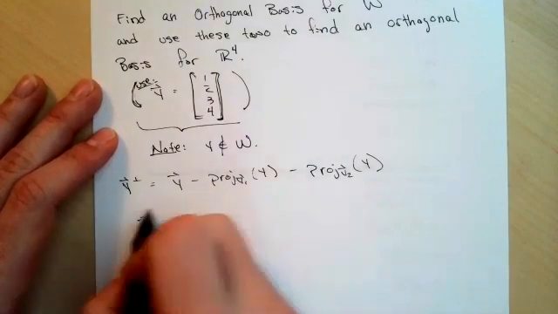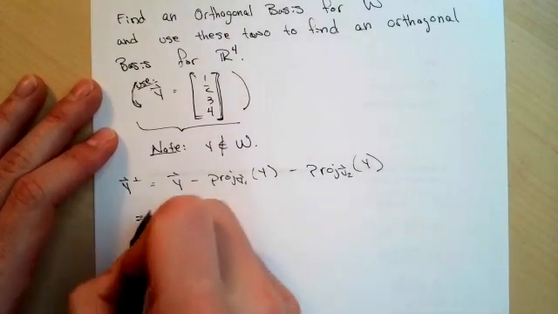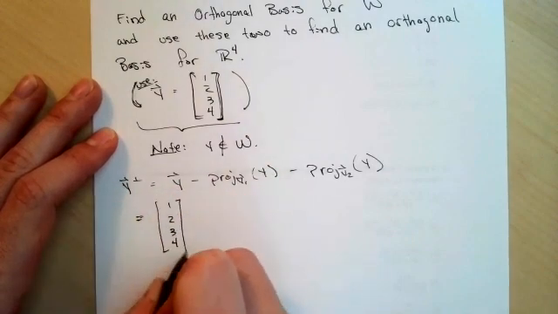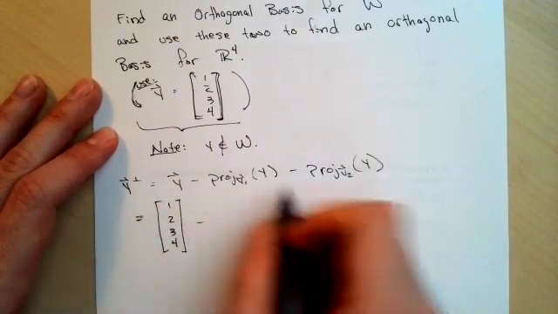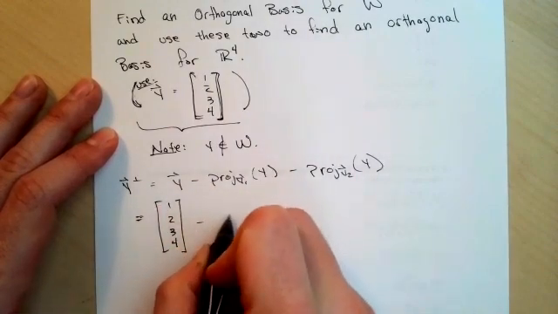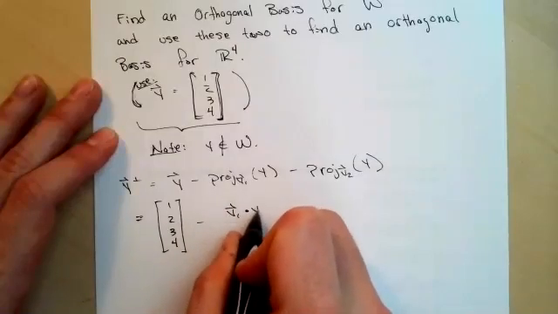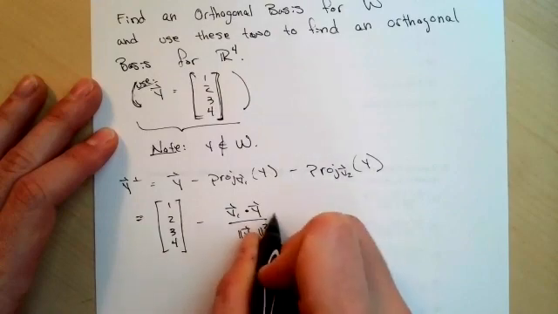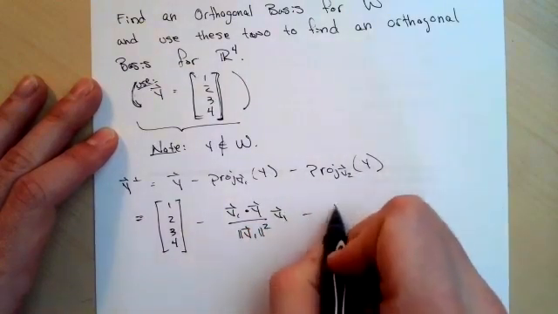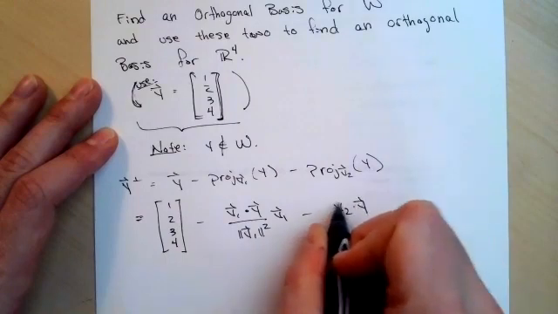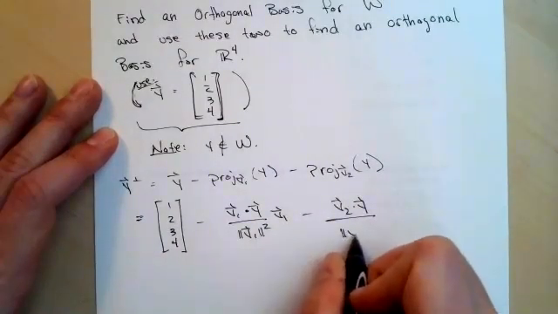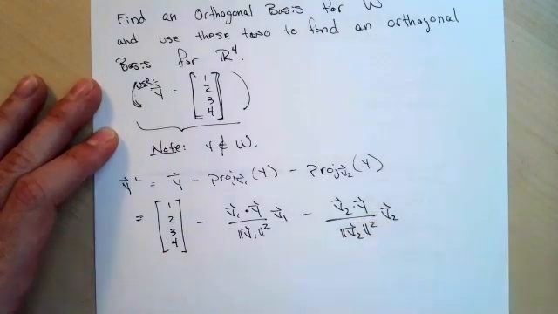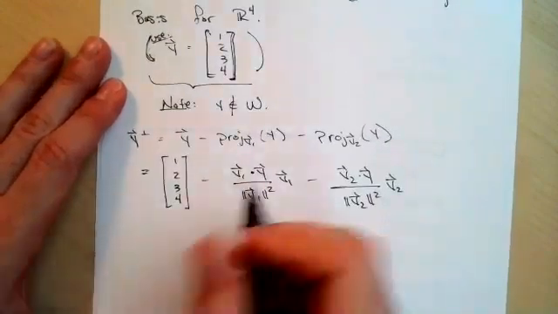And so what are we left with? Our y, 1, 2, 3, 4, minus v1 dot y over the norm of v1 squared, minus v2 dot y over the norm of v2 squared, in the direction of v2.